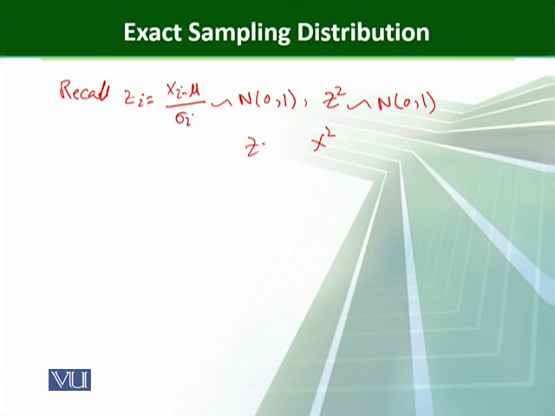Then Z1 square is a chi-square with 1 degree of freedom. And if Z1, Z2 up to Zn are independent, then we have also already proved that the distribution of W, that is Z1 square plus Z2 square plus up to Zn square, is also a chi-square distribution with n degrees of freedom.